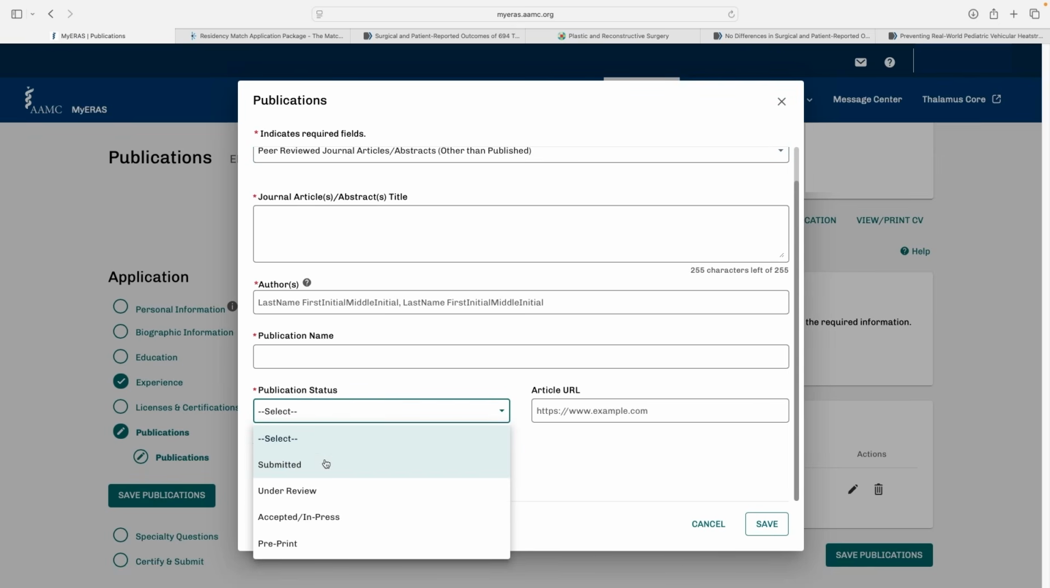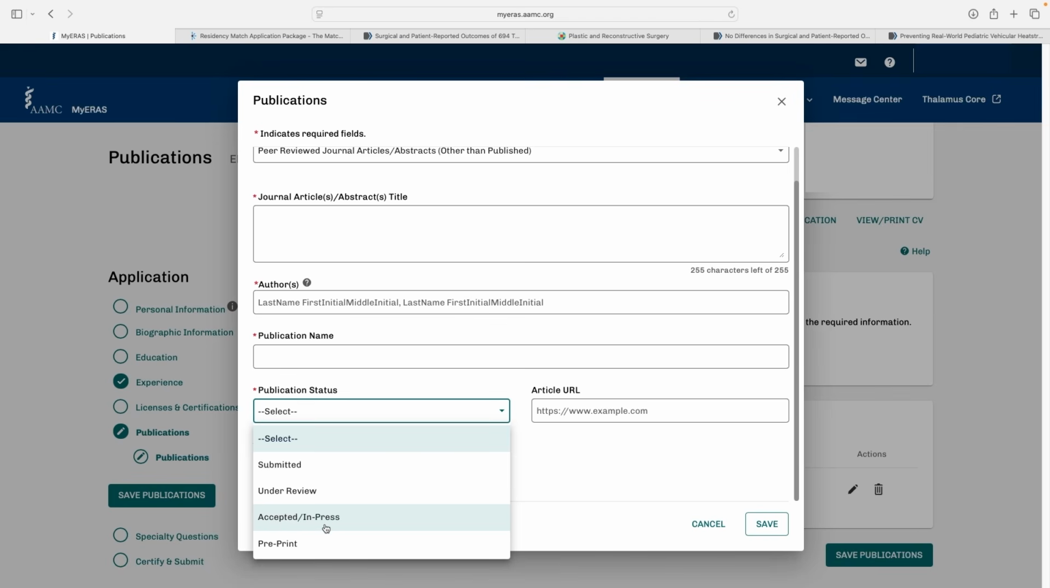We have submitted, which means when you submit the paper to the journal. Once you submit the paper to the journal, it either can be rejected immediately or it can go into the review process. The review process can be minor revisions, major revisions, and it can go into multiple rounds of revisions. And as long as it's in the review process, you can pick under review. Once it's accepted, you can pick accepted / in press. But as long as it's under review, even if it's minor revisions, you should pick under review. Once it's fully accepted or in press, you can pick this category.